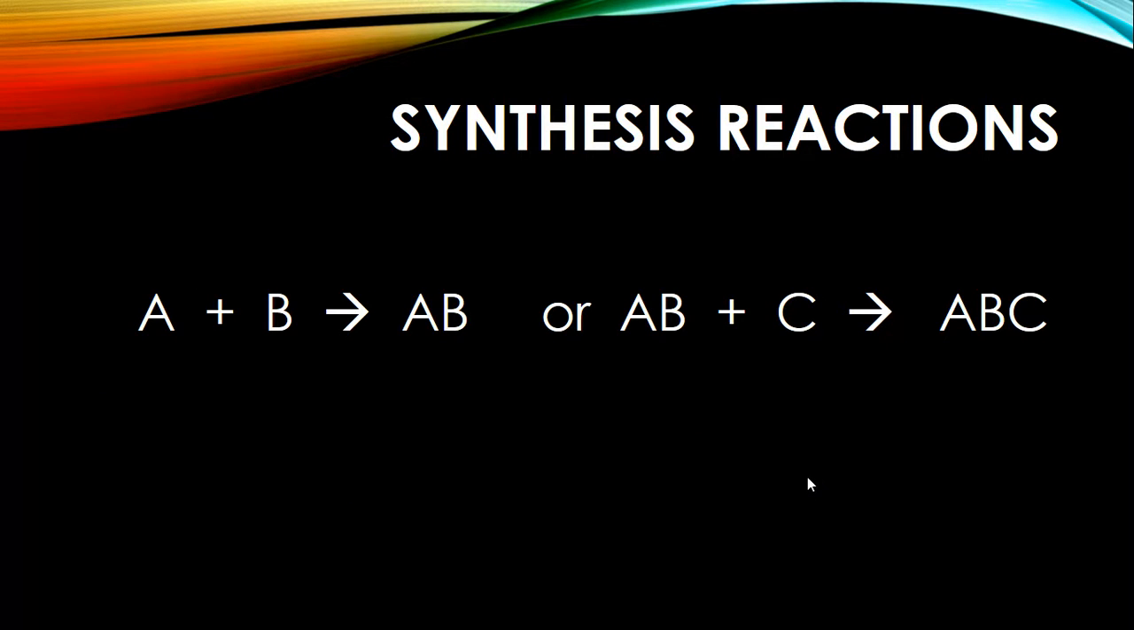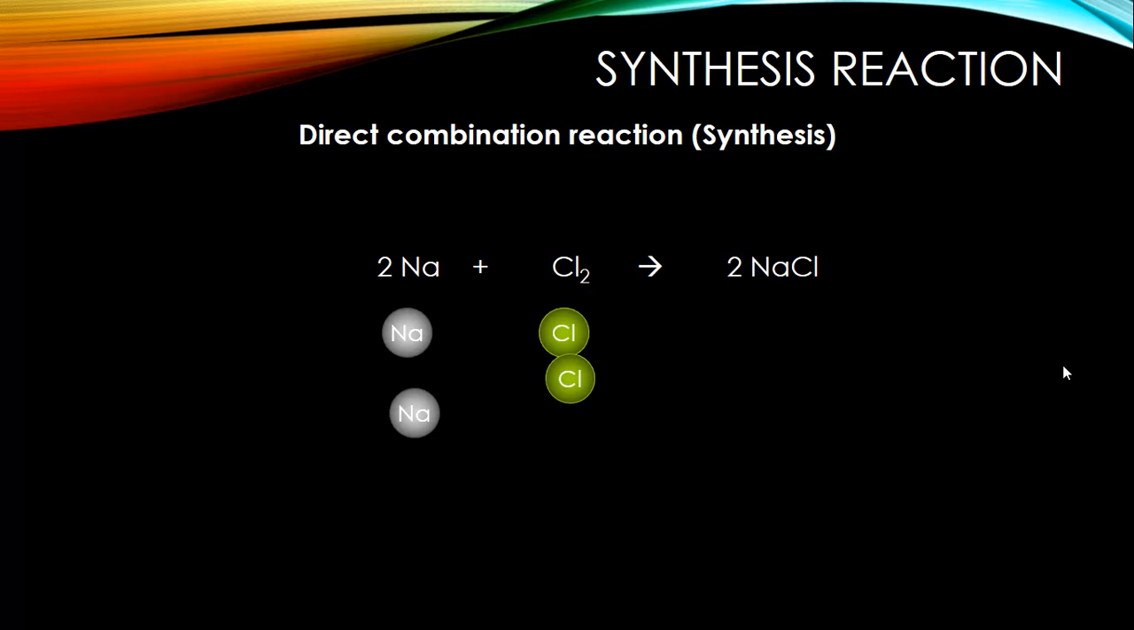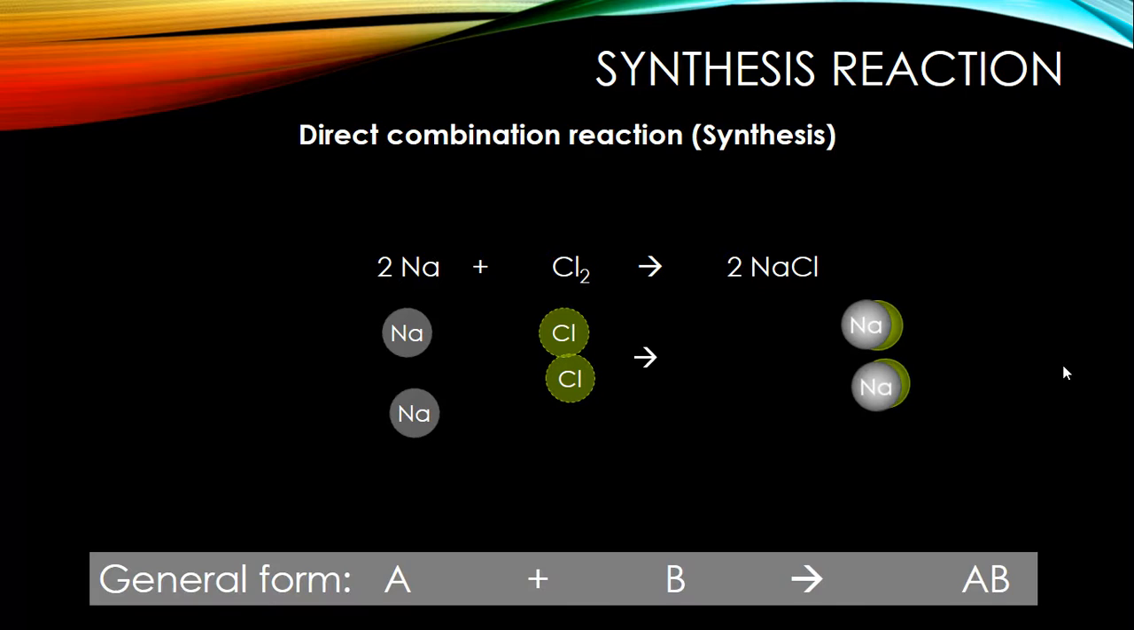All right, the next type is a synthesis reaction. This is where you're really going from two things to make one new thing. So A plus B equals AB, or something like AB plus C equals ABC. You'll see that there's one molecule on the product side. That's how you know it is a synthesis reaction. All right, so direct combination. Whenever we're looking at sodium chloride, we're making new things on the same side. So the general form is A plus B yields AB.